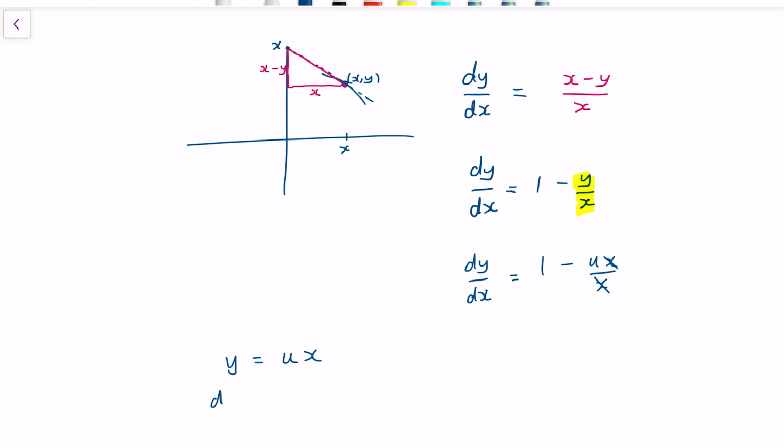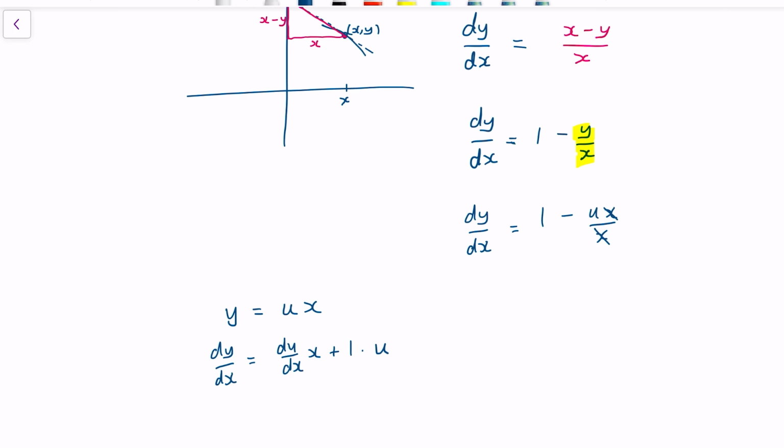So if we go dy dx, this time we need the product rule because we're differentiating not a number times x but a function times x. So the derivative of y with respect to x: differentiate the first term times x, plus differentiate the second term with respect to x, which is 1 times u. That's the product rule from differentiation, and that's equal to du dx times x plus u. That enables us to get rid of the y in our differential equation.